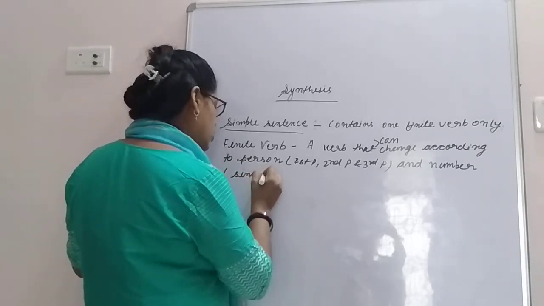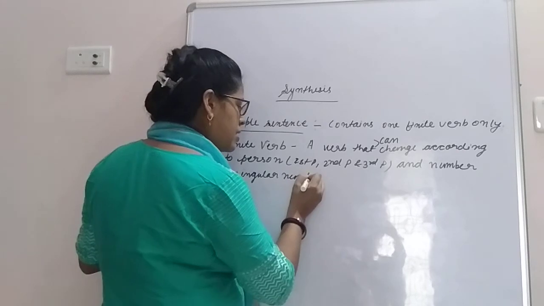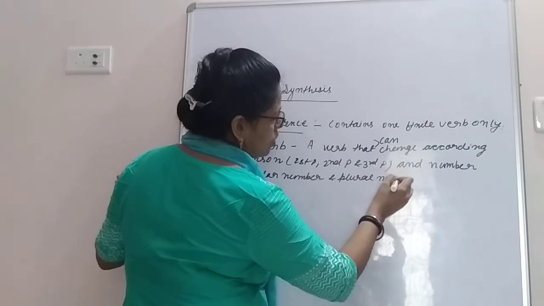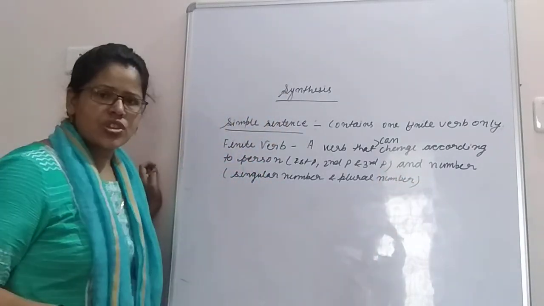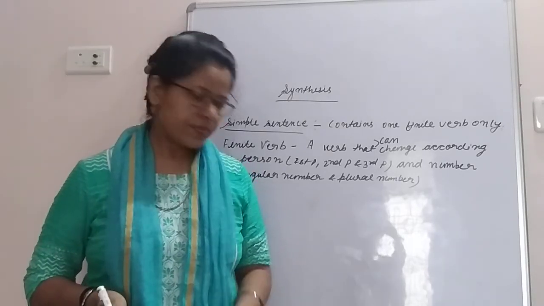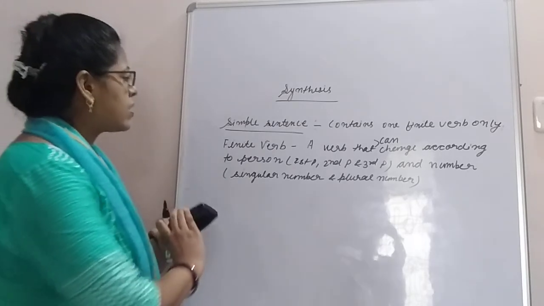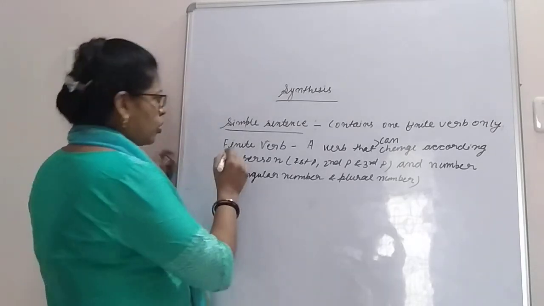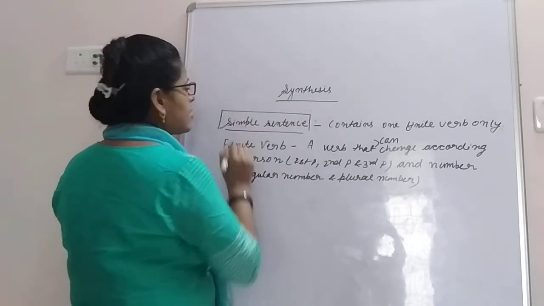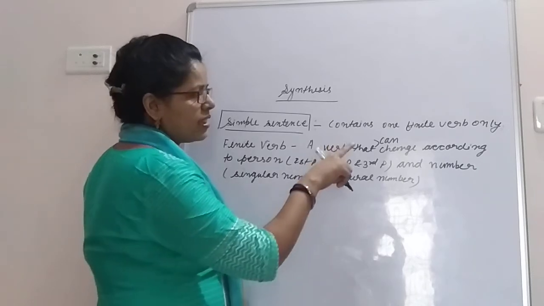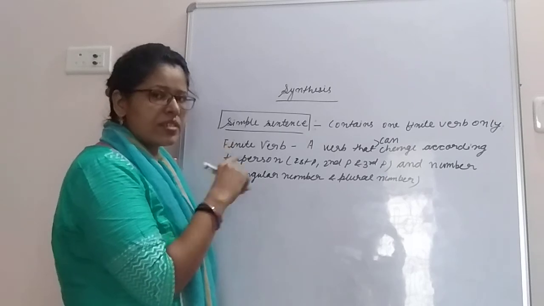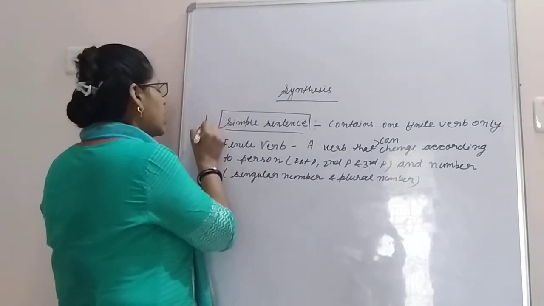The first one is singular number and plural number. So any verb which can change according to the person and the number is known as finite verb. Okay. Now try to understand the simple sentence. So you know very well when we will call a sentence simple. If it contains only one finite verb, then it will be said what? Simple sentence.